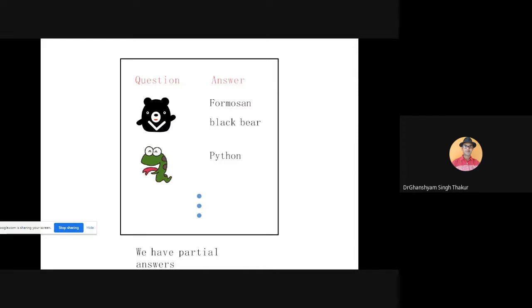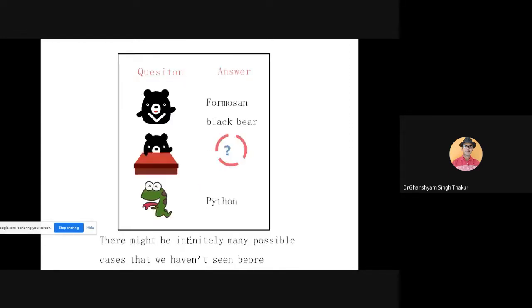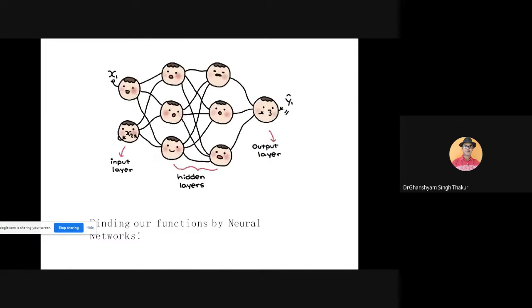Another, what is in the other picture, that is Python. So we have the partial answer, and we have another figure, another picture, that is the table with beer. So we have some question mark. So there might be infinitely many possible cases that we haven't seen before.